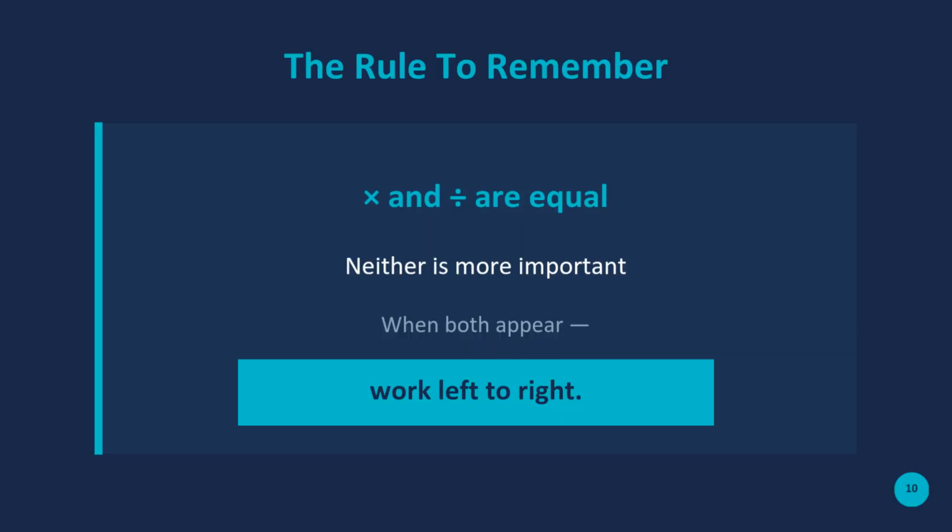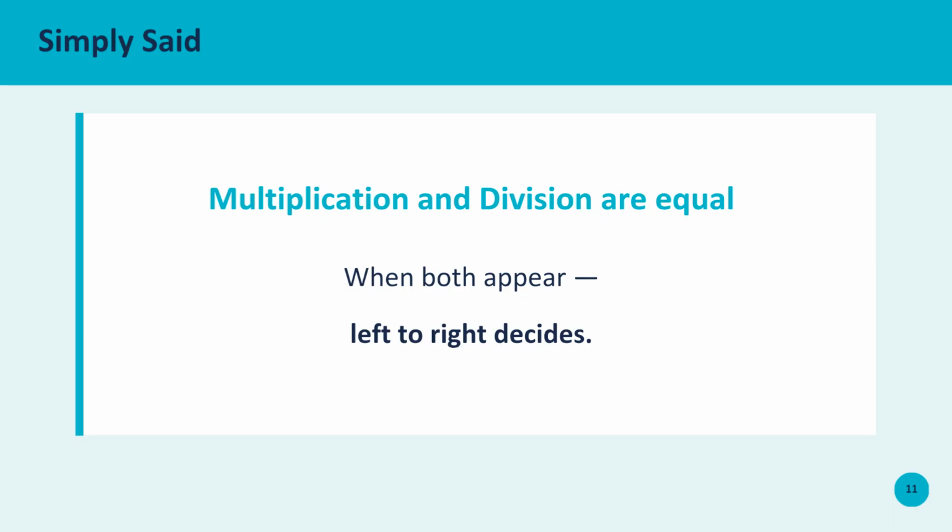Here is the rule to remember. Multiplication and division are equal. Neither is more important. When they appear together, work left to right. Simply said, multiplication and division are equal. Left to right decides the order.